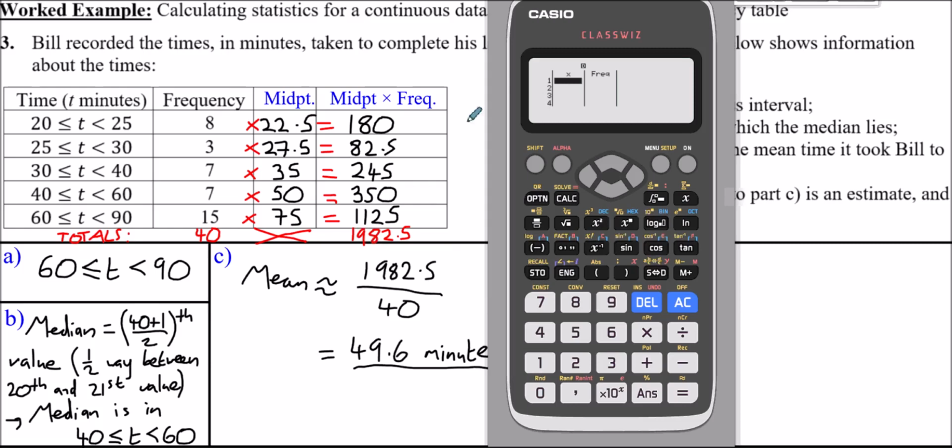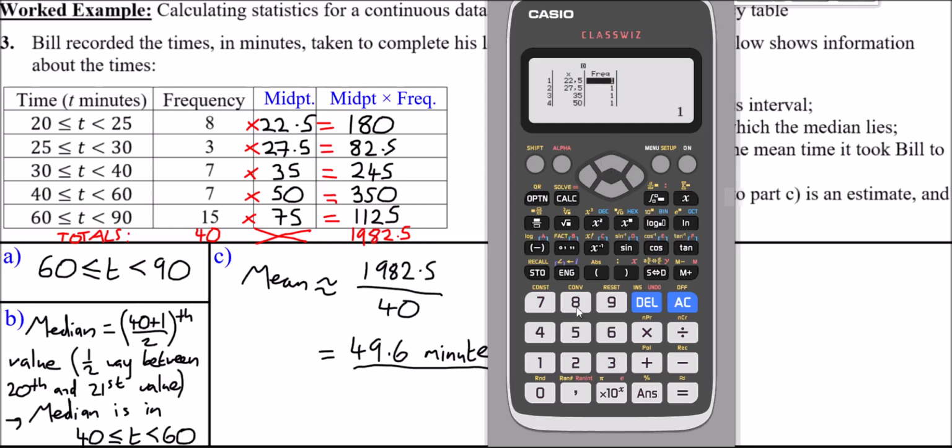So for X, we're going to input the midpoints. So 22.5, 27.5, 35, 50, and 75. Then we scroll up the frequency and input the frequencies.